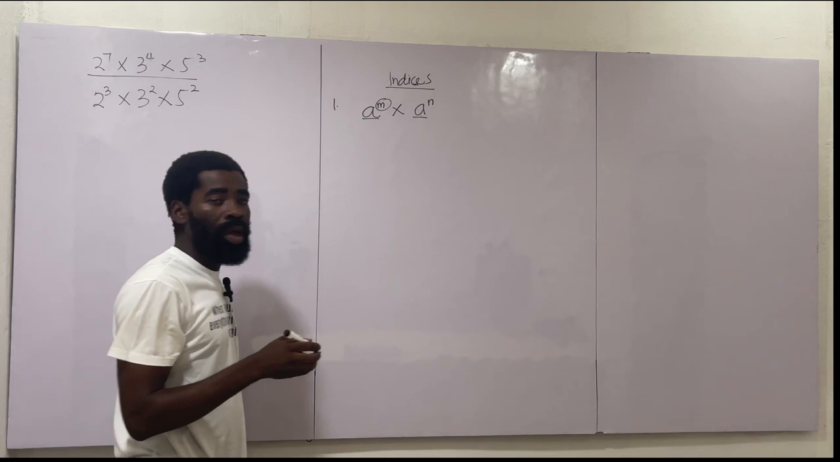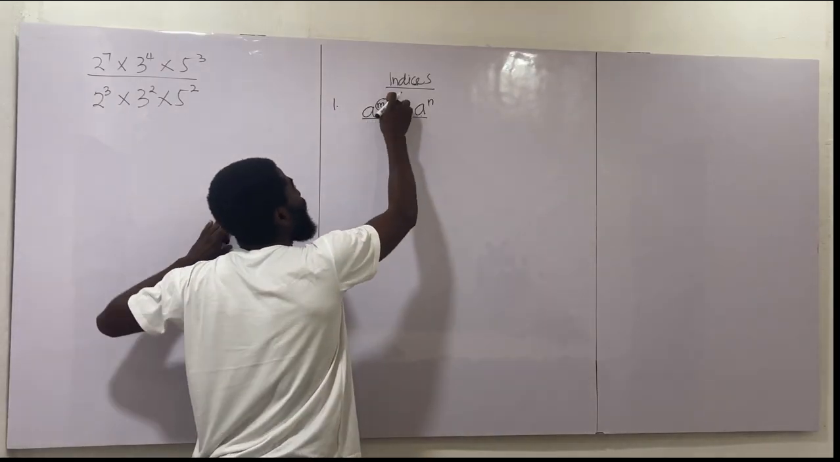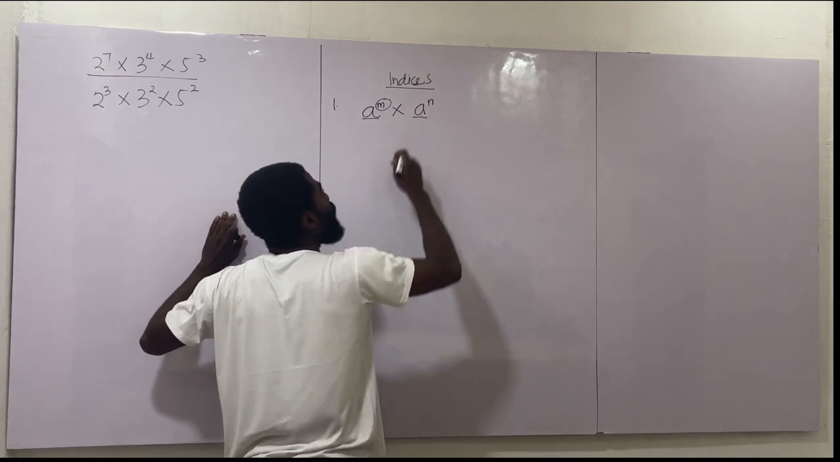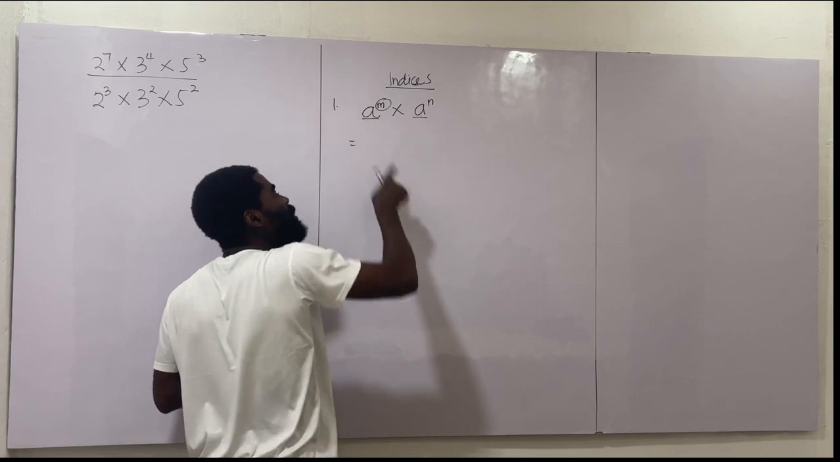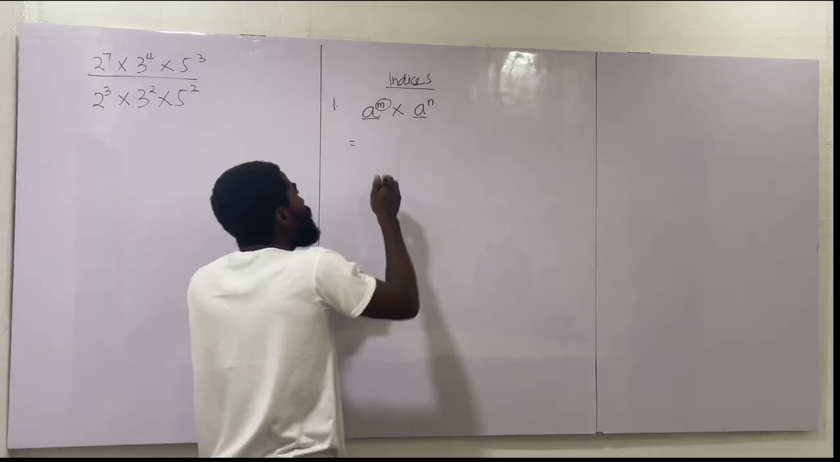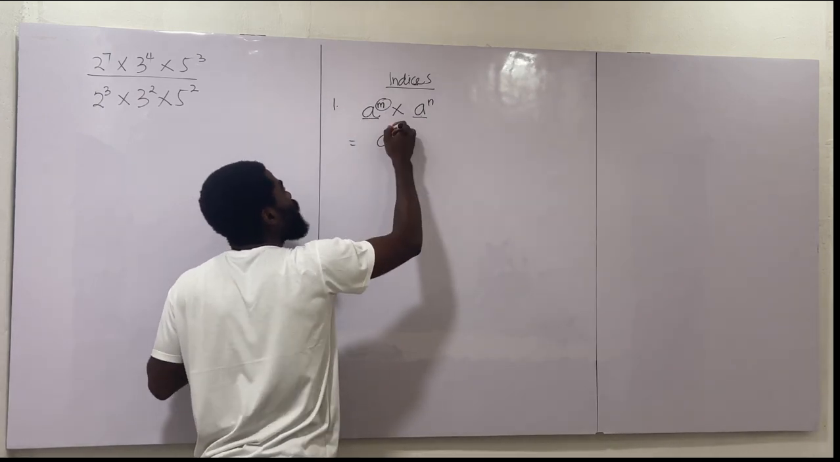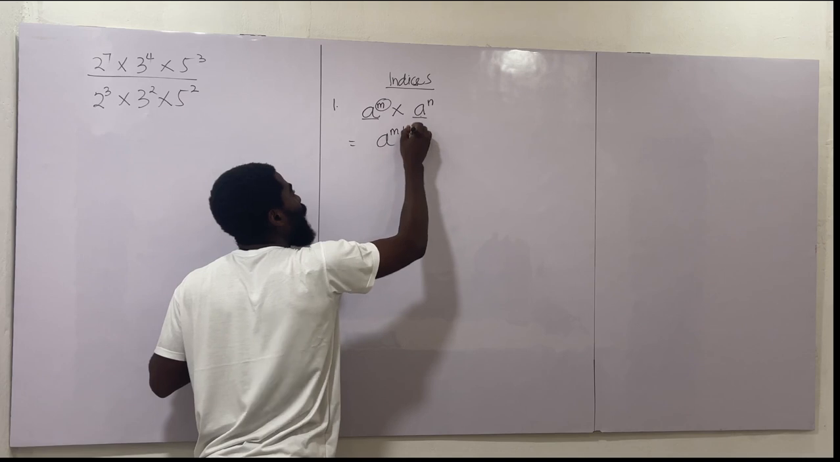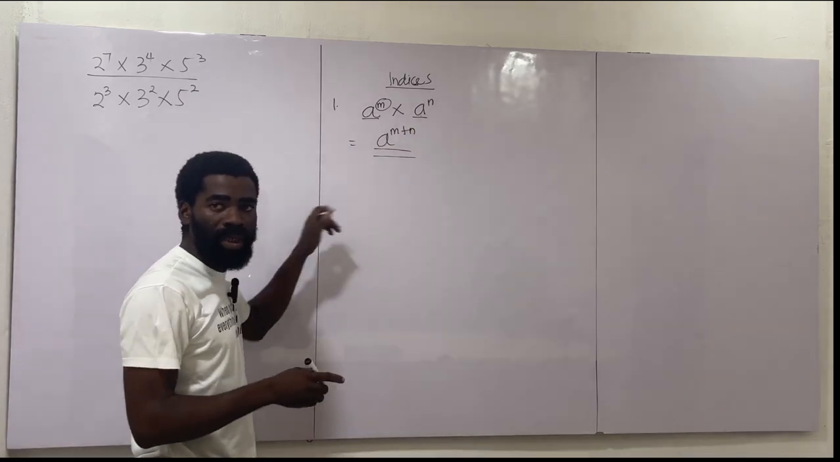Are we there? I'm saying that in indices, the first law says that if I have a to the power m times a to the power n, then to solve this, since the bases are the same, you look at the bases. Are the bases the same? If the bases are the same, then you maintain one of the bases and add the exponent or the power. So this gives me a to the power m plus n. This is the first law when they are multiplying.